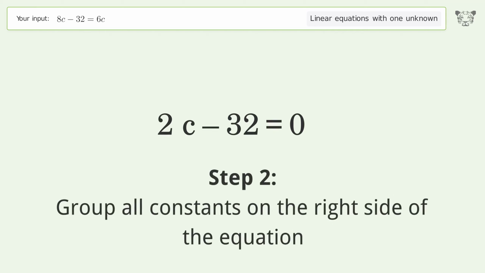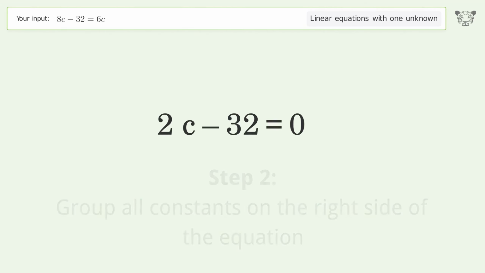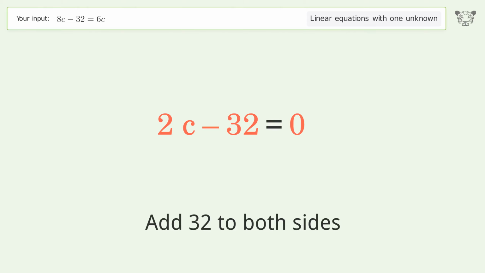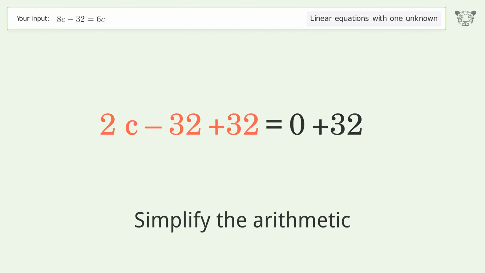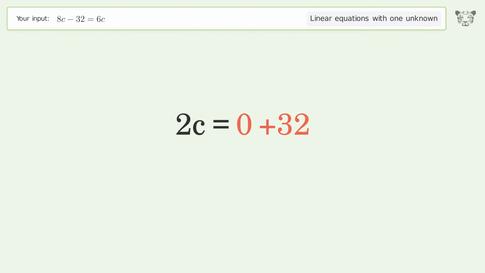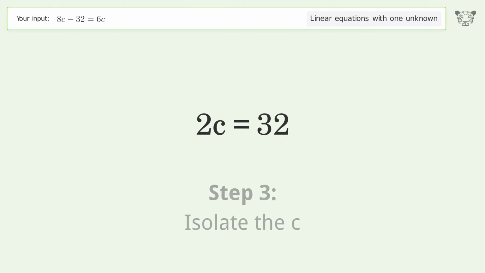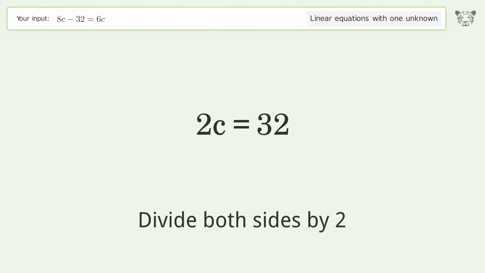Group all constants on the right side of the equation. Add 32 to both sides. Simplify the arithmetic. Isolate the c. Divide both sides by 2.